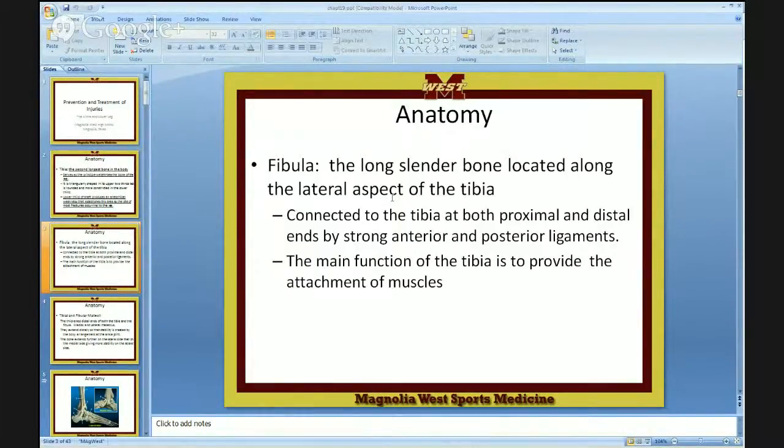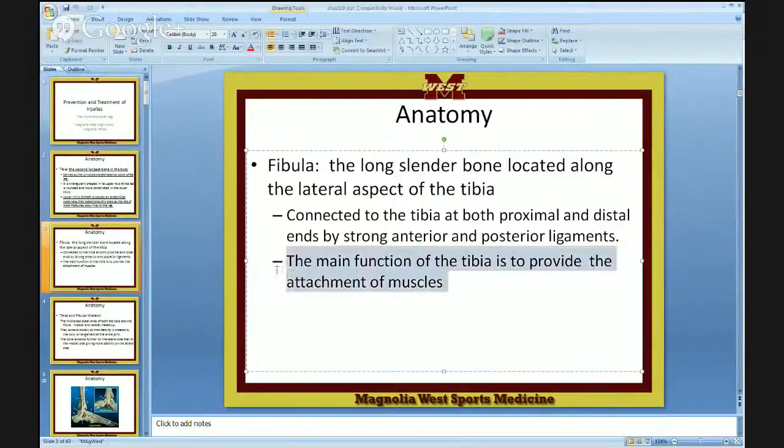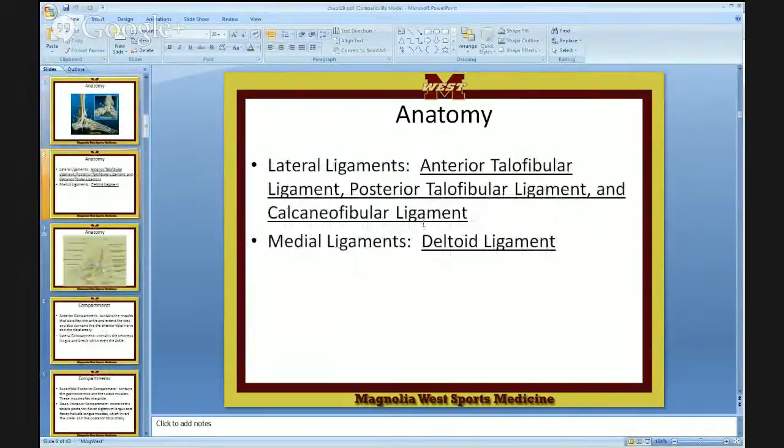Main function of the fibula. There it is. Provide the attachment of muscles. Great. Also, all right, we talked about that too, the long slender bones. So, this slide here, know all of it. Let's go to number 6.